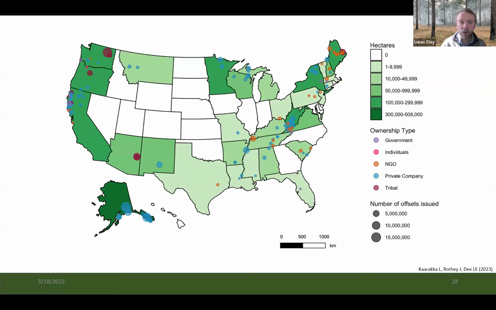So here's just an example of some of the carbon projects across the United States as defined by the amount of hectares per state. And then you have the ownership type. So government, individuals, NGOs, private companies, and tribal projects. And then the size of the bubble there is the amount of offsets issued. So you can see a lot of projects, especially in California and the Appalachians, are private companies, and then also some NGOs. So we have a couple of these examples in South Carolina.